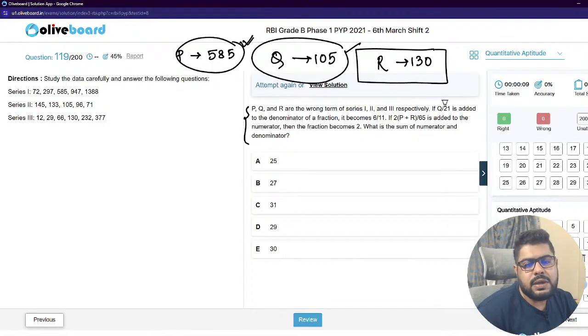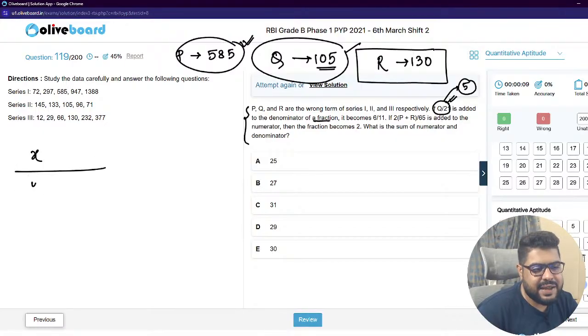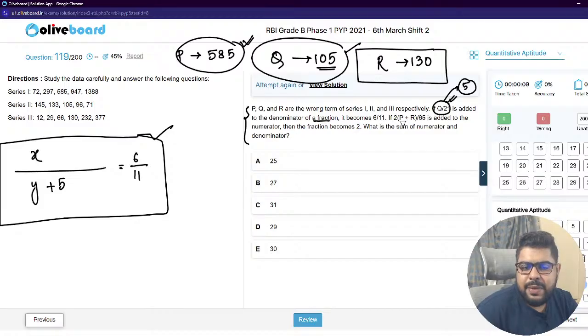Okay. Q by 21 is added to the denominator of a fraction. Sir, Q by 21 is 5. The fraction becomes this. So x by y, let's say the fraction. Q by 21 means if 5 is added to the denominator, this becomes 6 by 11. This is one equation. P plus R by 65. P plus R, 585 plus 130 by 65.